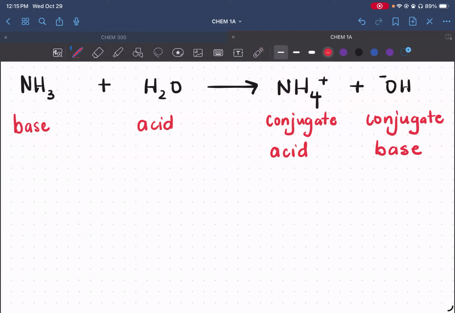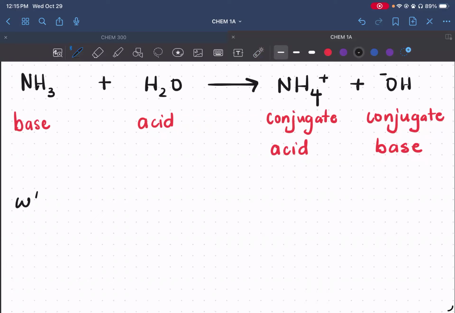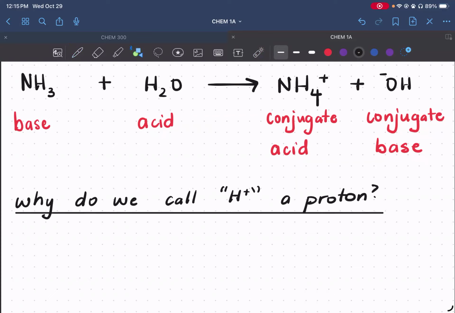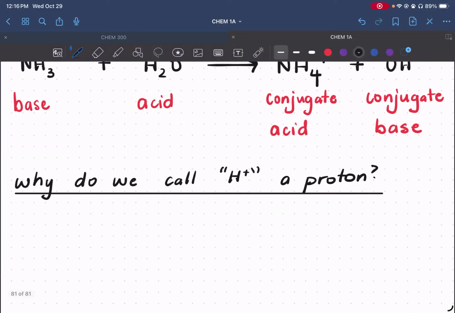So identifying an acid and a base in a given reaction is just a matter of visually tracking those hydrogen atoms. Now, throughout this discussion, I've been kind of interchangeably calling the H plus ion a proton. So why do we call H plus a proton? Why not just hydrogen ion? Why are we allowed to call it a proton? Well, the answer is actually pretty simple.